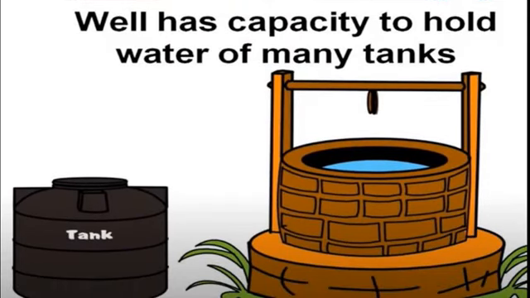Students, we can see here a well and that tank. Now tank is smaller compared to the well, isn't it? Means well has capacity to hold water of many tanks, isn't it? Well has more capacity to hold water compared to the tank.